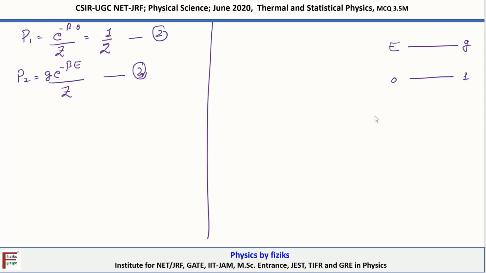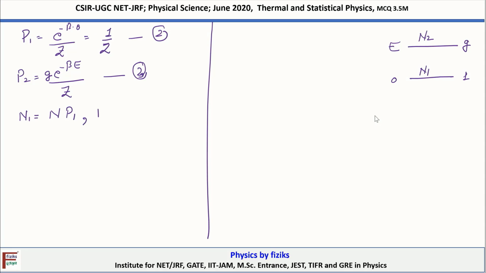Now we can write the expression for the number of particles as we considered in the beginning. Let's say the number of particles in the ground state is n1 and in the excited state is n2. So we can write expressions for n1 and n2 in terms of p1 and p2. Because the probability of occupying the ground energy state is p1, n1 is the fraction of n, that is, n multiplied by the probability of occupying the ground energy state.